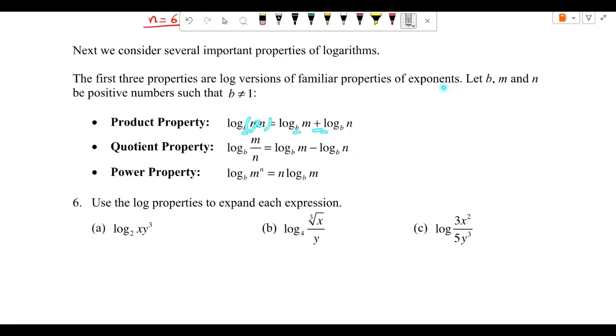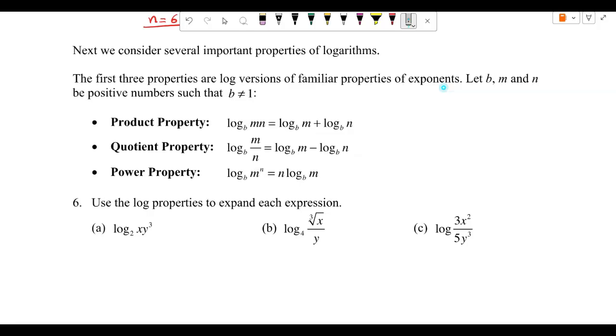Log of m upon n, the quotient. Quotient is when you divide. So it will be log m minus log n. Don't forget the logs. Every log is very important. Power property: log of m raised to n to the base b. The power jumps in front. So n log m to the base b, and everything else is the same.